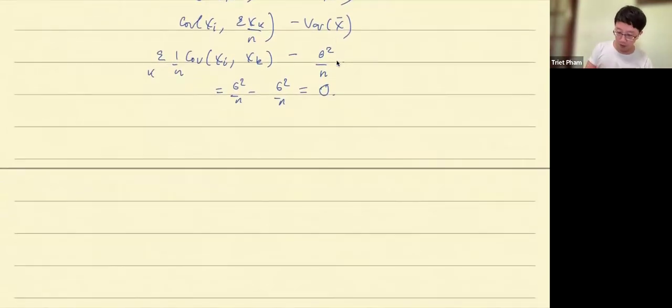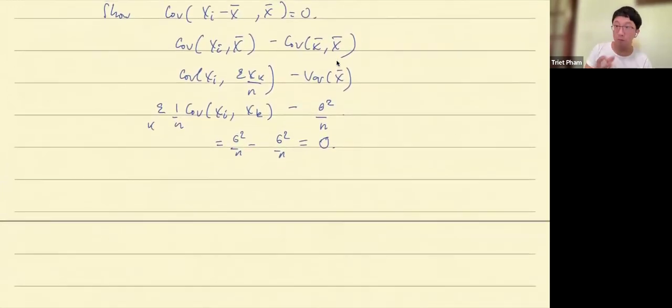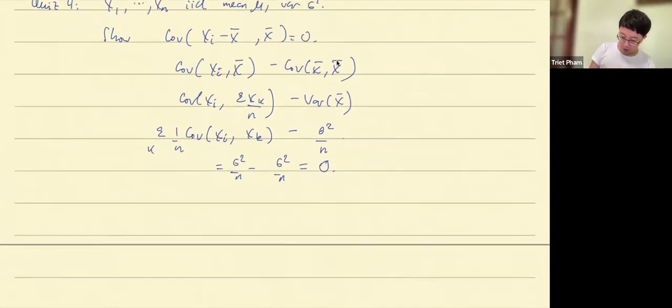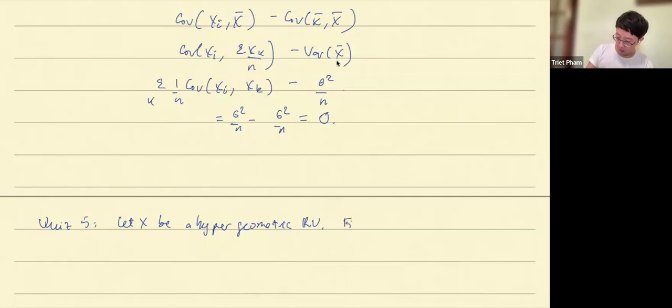All right. So actually, I think we still have some time. Let me, in the last 5 minutes or so, show you. Let X be a hypergeometric. Find the variance of X using the sum technique.